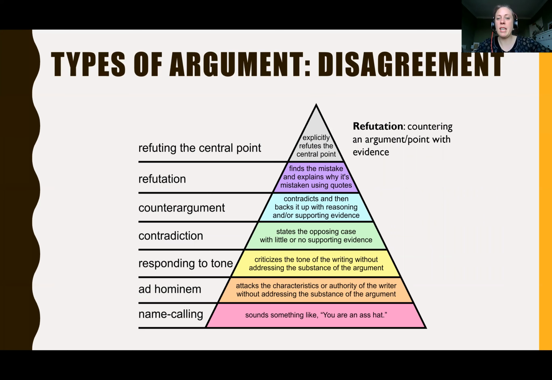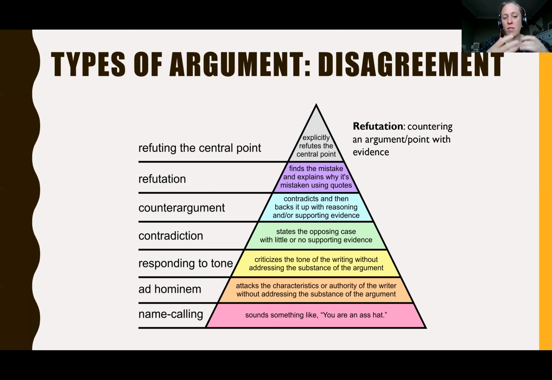Which brings me to thinking about ways of disagreeing with existing arguments. You are invited as a student to disagree with the stuff that you're reading. You don't have to agree with everything. But as always, the quality of your argument, and in this case, your counter argument, is hugely, hugely important.